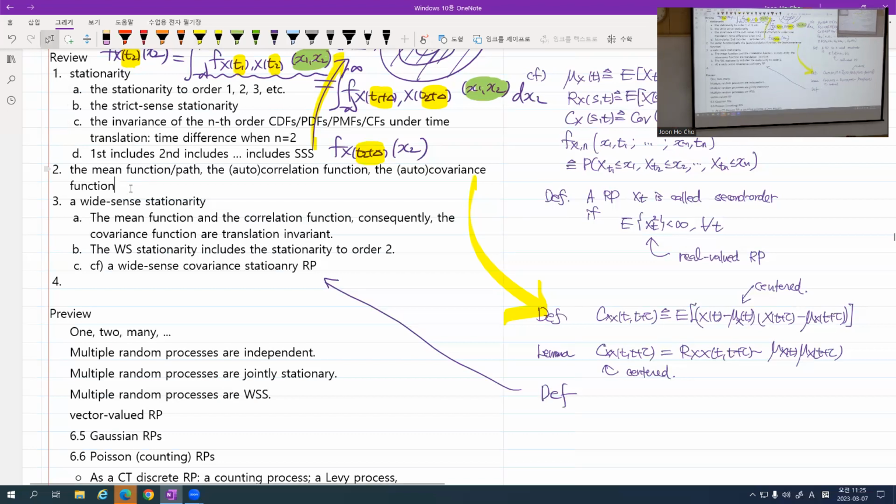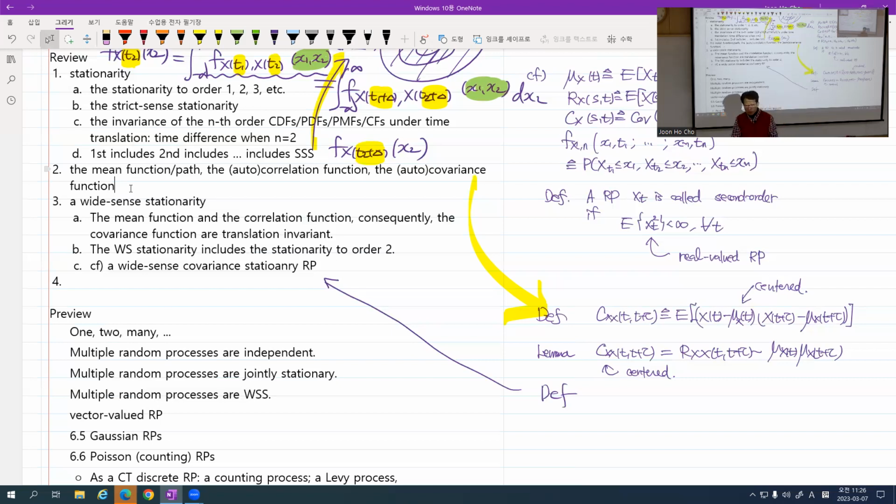By the way, probably you've wondered why our undergraduate probability and random processes courses emphasize the mean path, autocorrelation function, autocovariance so much. Why? Probably you've never seen higher order moments, like you take x of t1, x of t2, x of t3, and multiply. Probably you've never seen. Why? Because it's too complicated. That is the reason. And second one is that in many cases, since full characterization of a random process is too difficult, we are only interested in the first order and second order moment of the random process.